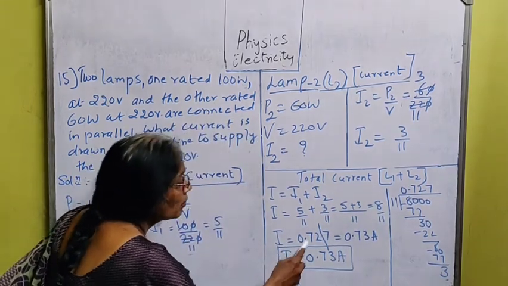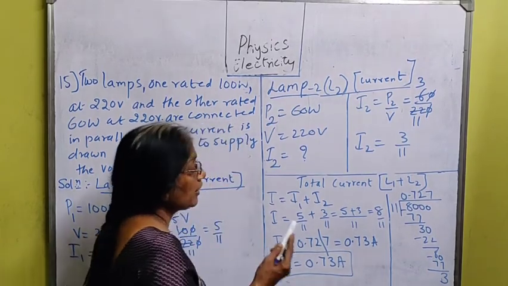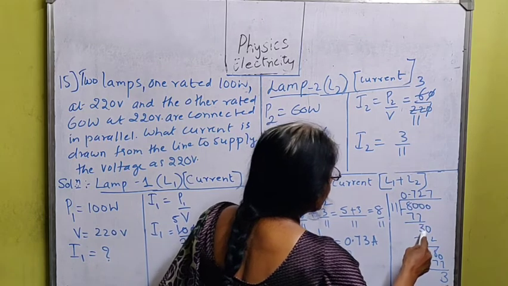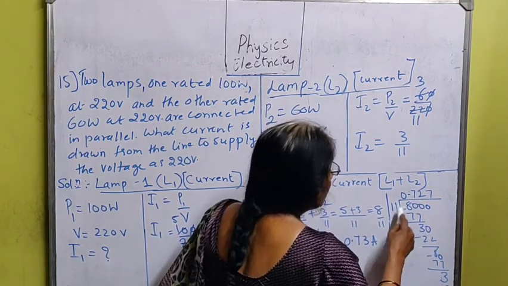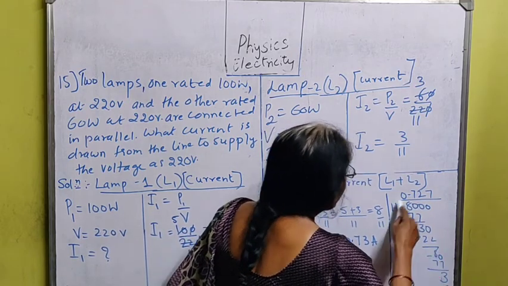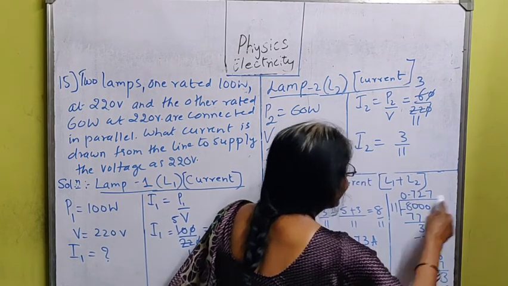So I is equal to, we convert. What we are going to do is convert the fraction into decimal. So 11 7s are 77. 80 minus 77 is 3. 30. Take one more 0. 11 2s are 22. 30 minus 22 is 8. Take one more 0, 80. Again 11 7s are 77. 3. So it is a recurring decimal.